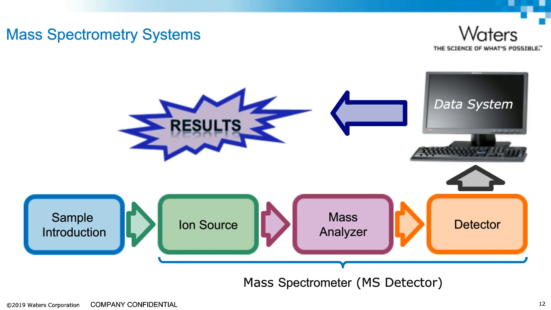The mass spectrometer, in turn, consists of the ion source, where the analyte is converted into gas phase ions, the mass analyzer, where ions are separated by their mass-to-charge ratio, and lastly, the detector, where the different mass-to-charge ratio ions are detected individually.